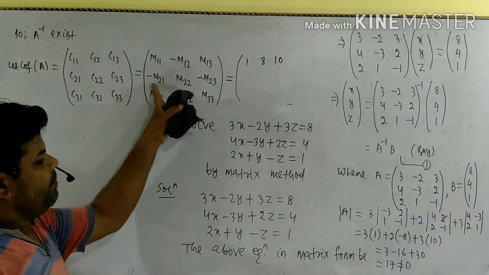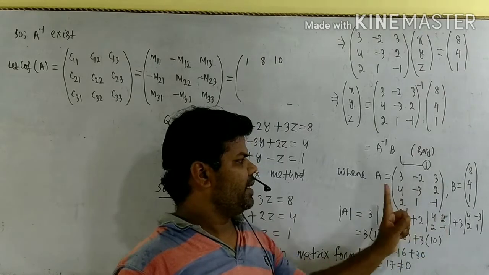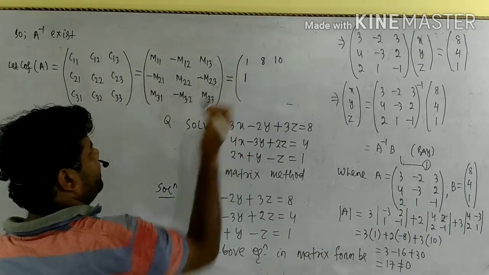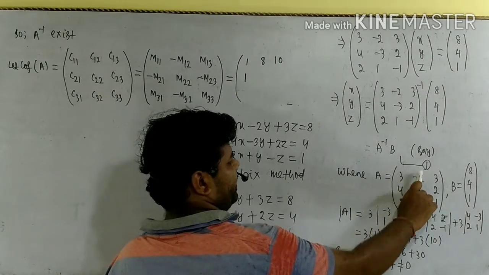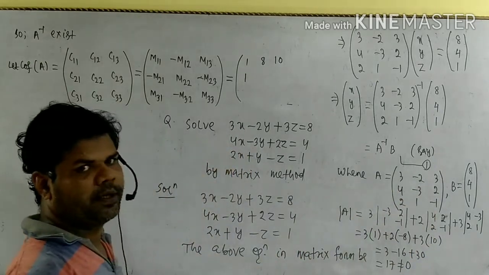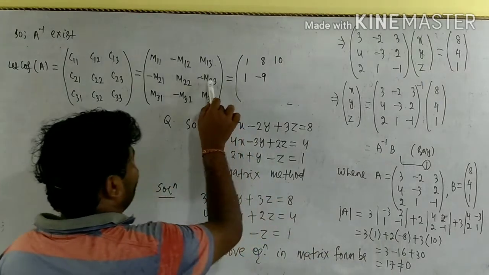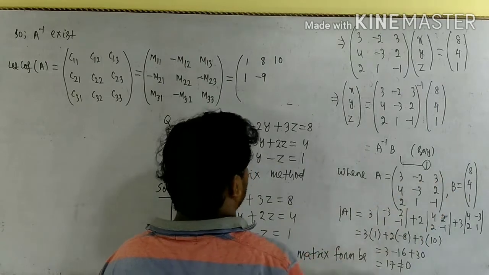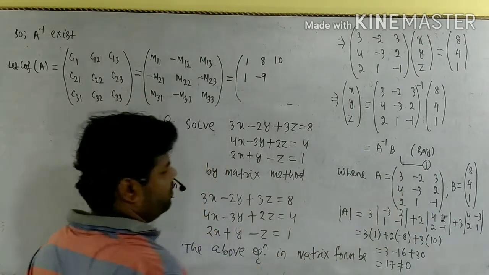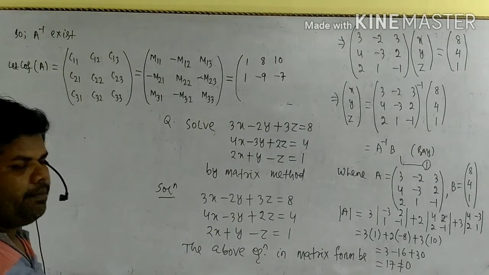Okay, then minus M21. First calculate M21: second row, first column eliminated, minus 2, 3, 1, minus 1, determinant. So this value is 2 minus 3, minus 1, and with the minus sign, plus 1. Then M22: second row, second column eliminated, so 3, 3, 2, minus 1, determinant, which is minus 3, minus 6, that is minus 9. Then M23, minus M23: eliminate second row and third column, so 3, minus 2, 2, 1 determinant. So this is 3 plus 4, 7. This value is 7, so with the minus, minus 7.